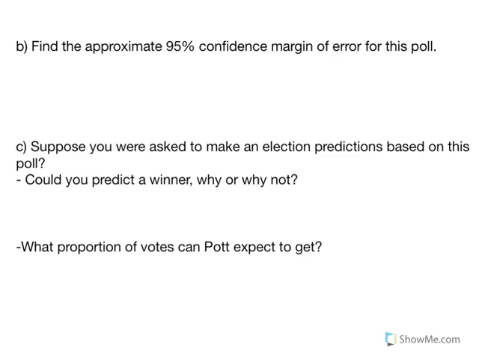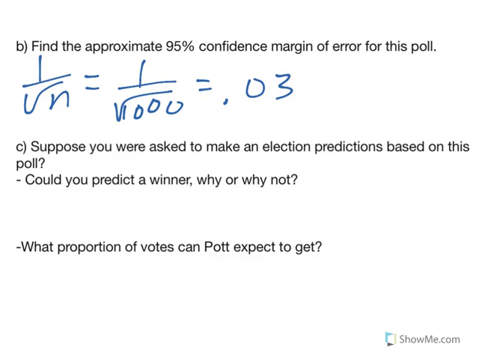So let's find the margin of error. And remember, the margin of error is 1 over the square root of n. And in this case, it told us we talked to 1,000 people. So that gives us 0.03, which is approximately 3%. Okay? So that means that we could be off one way or the other by 3%. So could you pick a winner?